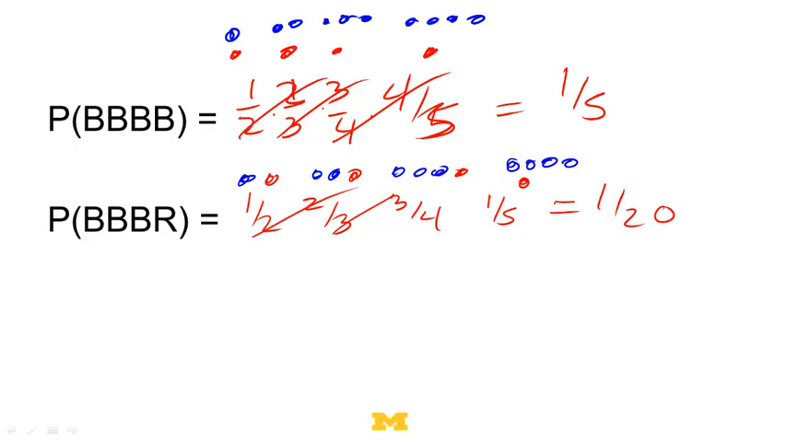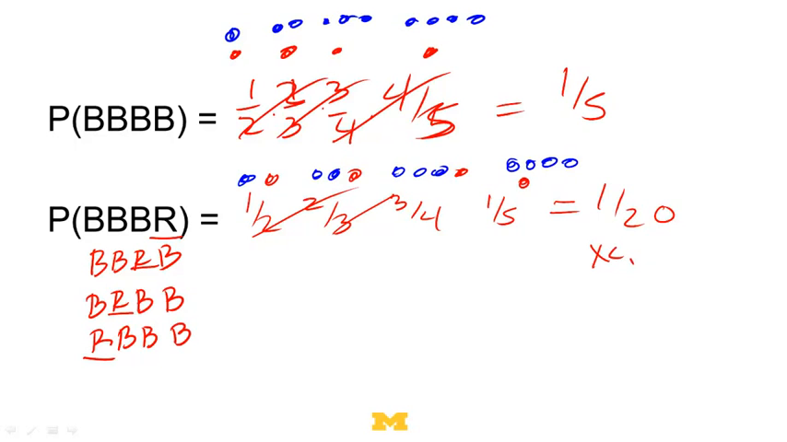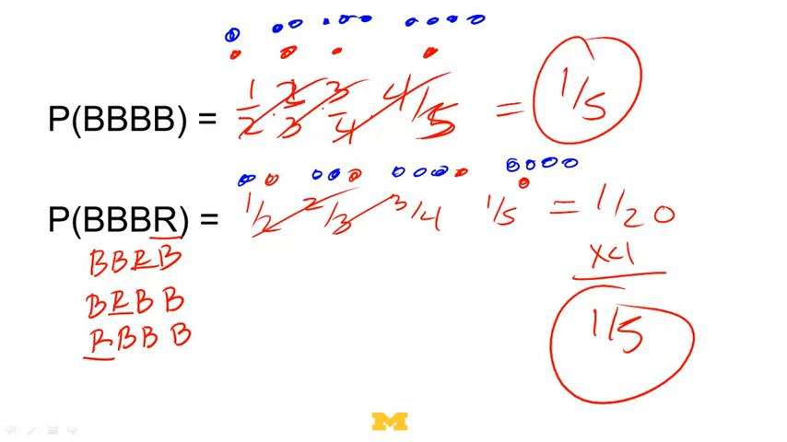So the odds of getting all blues is 1 over 5. The odds of getting 3 blues and a red is 1 over 20. But notice I could have gotten blue, blue, red, blue. I could have gotten blue, red, blue, blue. Or I could have had red, blue, blue, blue. So that 1 red ball could have gone anywhere, right? It could have gone in the 4th spot, 3rd spot, 2nd spot, or 1st spot. So I've got to multiply this 1 over 20 times 4, and that means there's a 1 over 5 chance of getting exactly 1 red. So I've got a 1/5 chance of getting all blues, a 1/5 chance of getting 1 red.